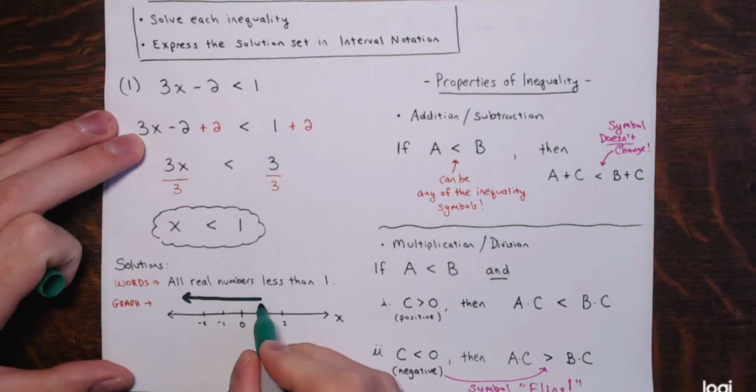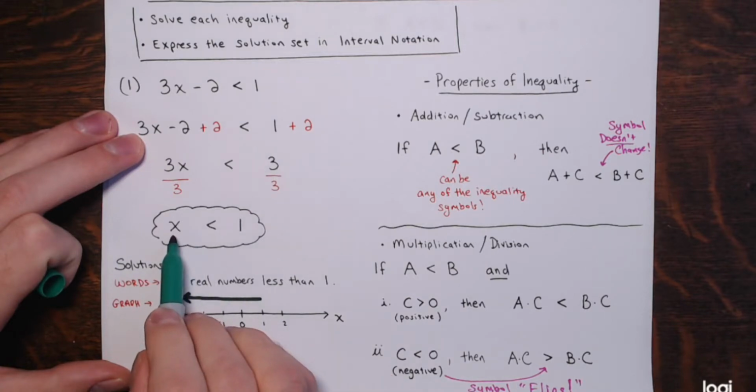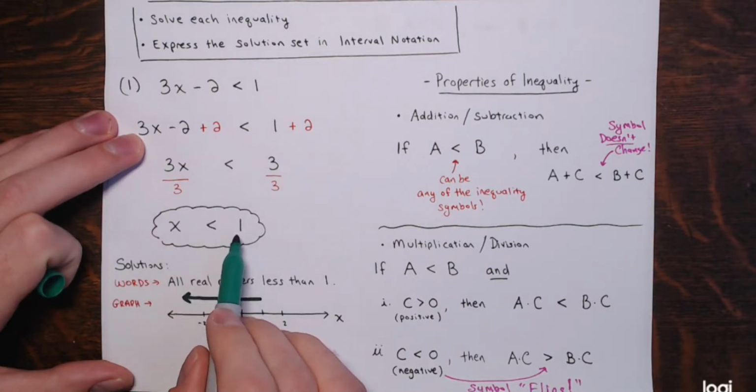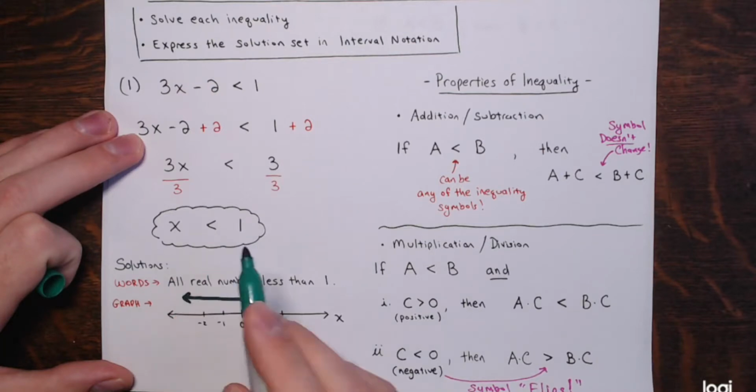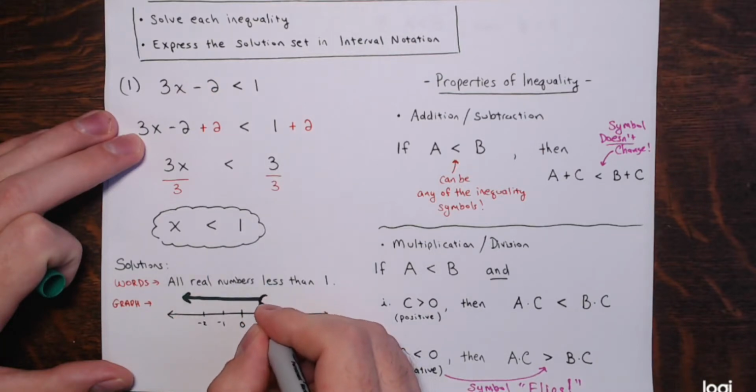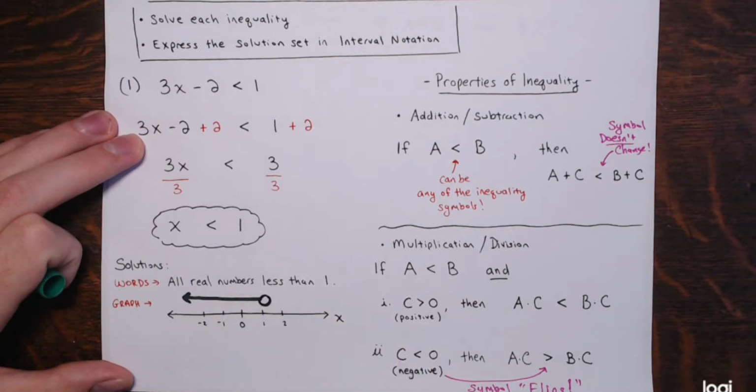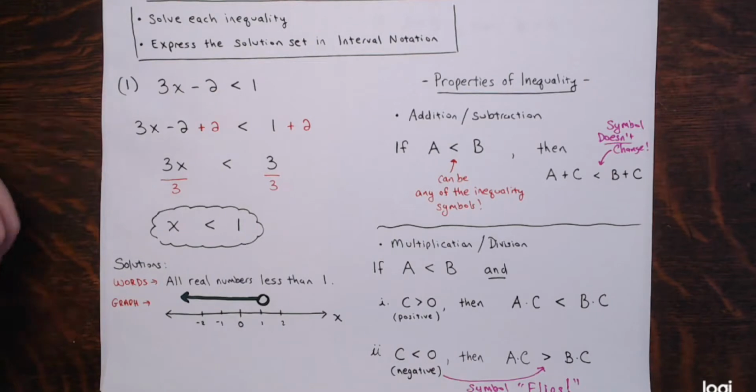And then 1 itself. 1 is not less than 1. 1 is equal to 1. So above 1, I'm going to put an open point, and this open point indicates that 1 does not belong to the solution set.